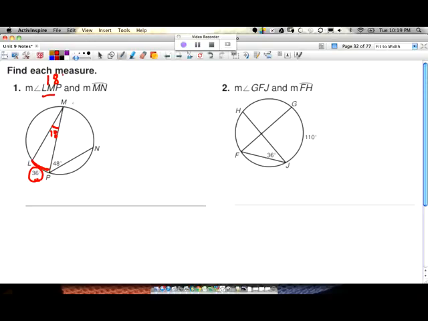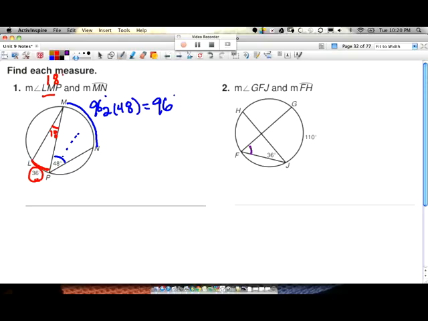And then MN, okay, so that's this other arc connecting to the angle 48 degrees. And the arc is bigger, so it's going to be double that. So we're going to do 2 times 48, which will give us 2 times 40 is 80 plus 16. That's 96 degrees. So this is 96 degrees. Too easy, too easy. Alright, let's jump to this next one.